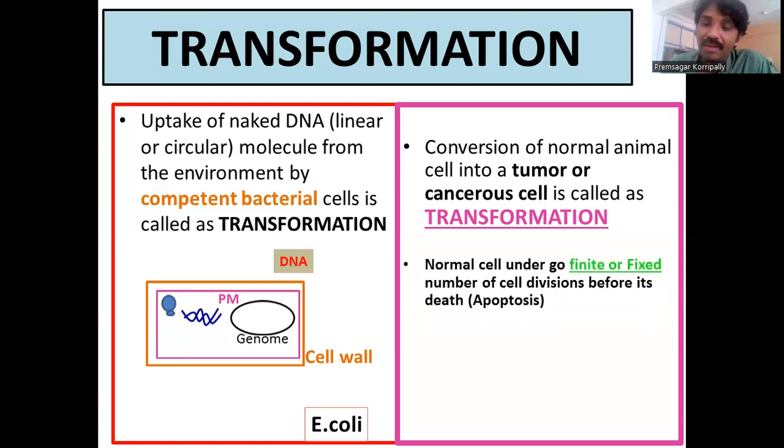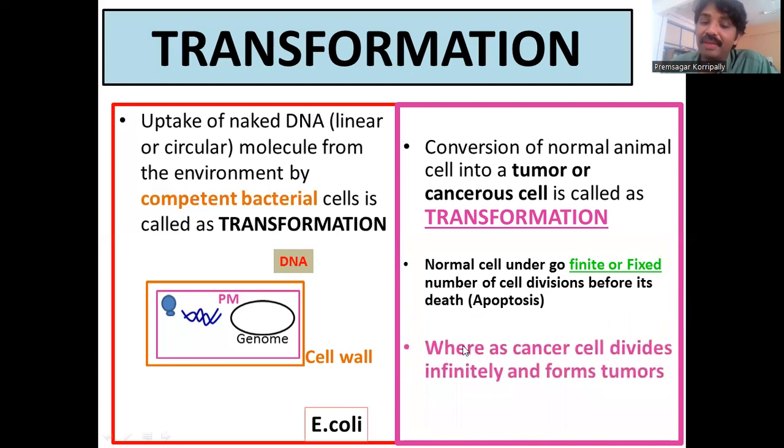See, a normal cell undergoes a finite or fixed number of cell divisions before its death. That's apoptosis. Whereas cancer cells divide infinitely and form tumors. In a cancer cell there is upregulation of oncogenes, which breaks down all the regulations of cell division. The cancer cells continuously divide. Uncontrolled cell division leads to the formation of more cells and tumors, right? Also, cancerous cells are immortal; they won't die.